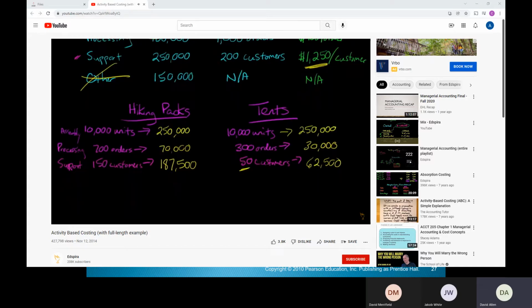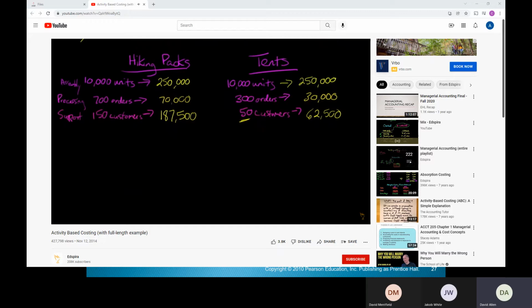So now we can add up the costs for each of these divisions. Let me change colors again. I believe we've got 507,500 here. And then over here, we're going to have 342,500. That's our total cost. Now, again, remember, these costs do not include direct materials and direct labor, right? So you don't want to base your entire decision and say, oh, well, we want to get rid of this one product line or something just simply because of this. This is one input into the cost of the hiking packs and the tents.